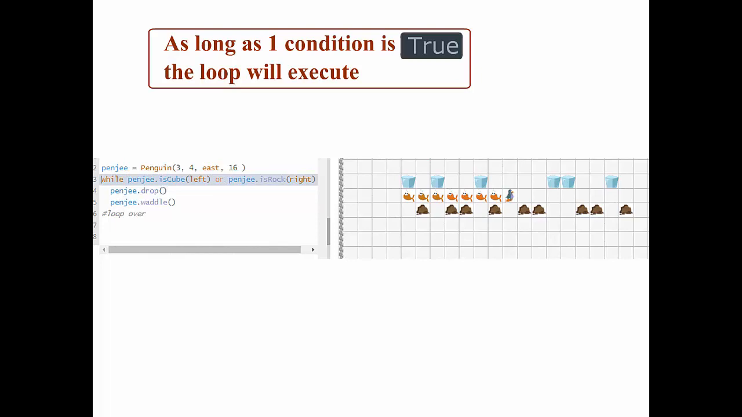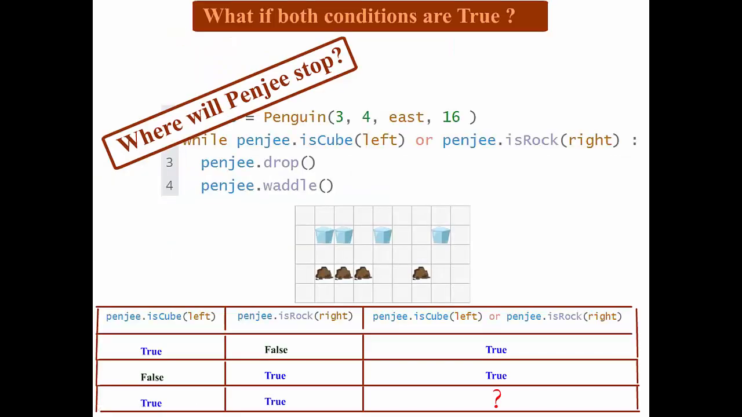Is cube left is false. Is rock right is false. You need one of them, at least one of them, to be true for the whole condition to be true. Right, and our loop is now over. And on the bottom here, you can see a truth table for when cube left is true, rock right is false, or we have false and true. In both of those cases, the whole or statement is true.